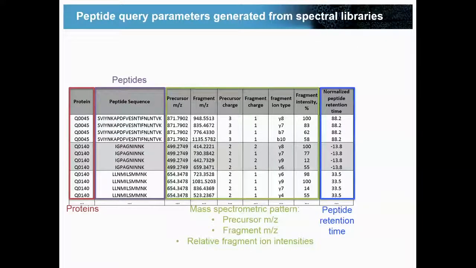And so this table you've seen before. This is the goal. This is what we want to get out. We want to have a table where we have the peptides that we're interested in. We know what proteins they come from, of course, and we know some mass spectrometric information about them. So what are the precursor and fragment ion masses? What are the charge states of the precursor and fragment ions? Which fragment ions are the most intense, and what are the relative fragment ion intensities for those fragments? And also the peptide retention time in this normalized space, and I'll say in a few minutes what this normalized space means.